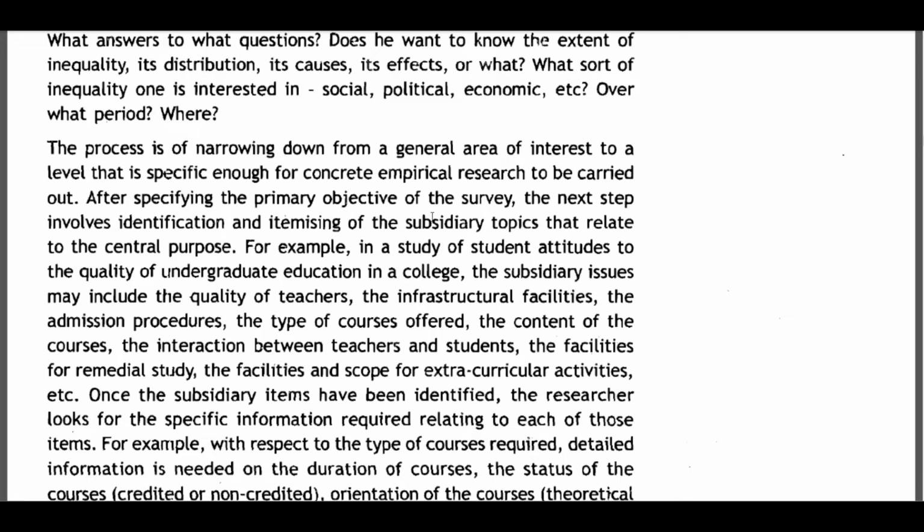After specifying the primary objective of the survey, the next step involves the identification and itemizing of the subsidiary topics that relate to the central purpose. For example, in a study of students' attitudes to the quality of undergraduate education in a college, the subsidiary issues may include the quality of teachers, the infrastructural facilities, the admission procedures, the type of courses offered, the content of the courses, the interactions between teachers and students, the facilities for remedial study, the facilities and scope for extracurricular activities, etc.